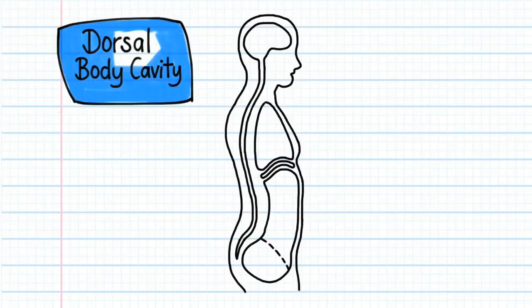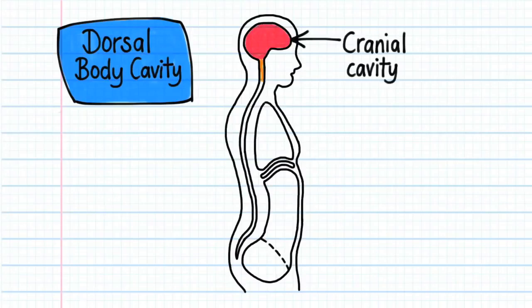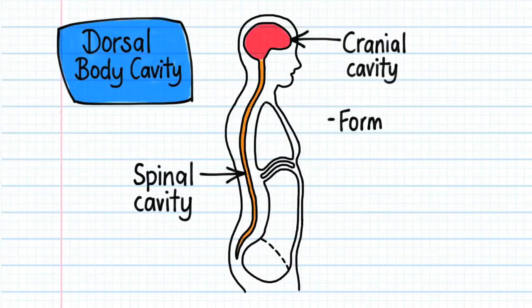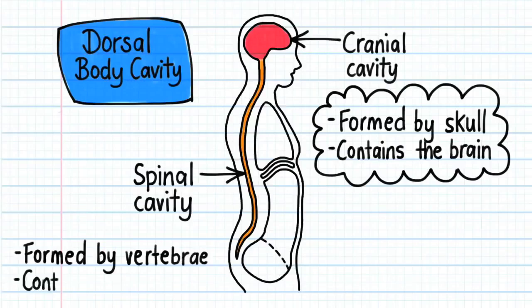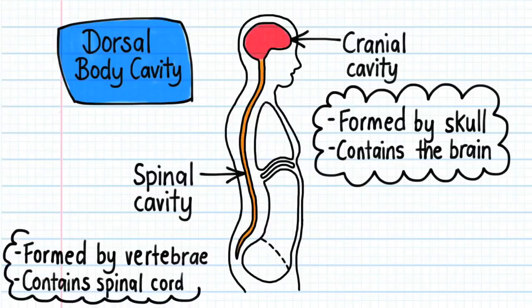Let's start with the dorsal body cavity. It can be divided into two parts: the cranial cavity and the spinal cavity. The cranial cavity is the space formed by the bones of the skull. It contains the brain. The spinal cavity, which is sometimes also called the vertebral canal, is a space formed by the bones of the vertebral column. The spinal cavity contains the spinal cord.